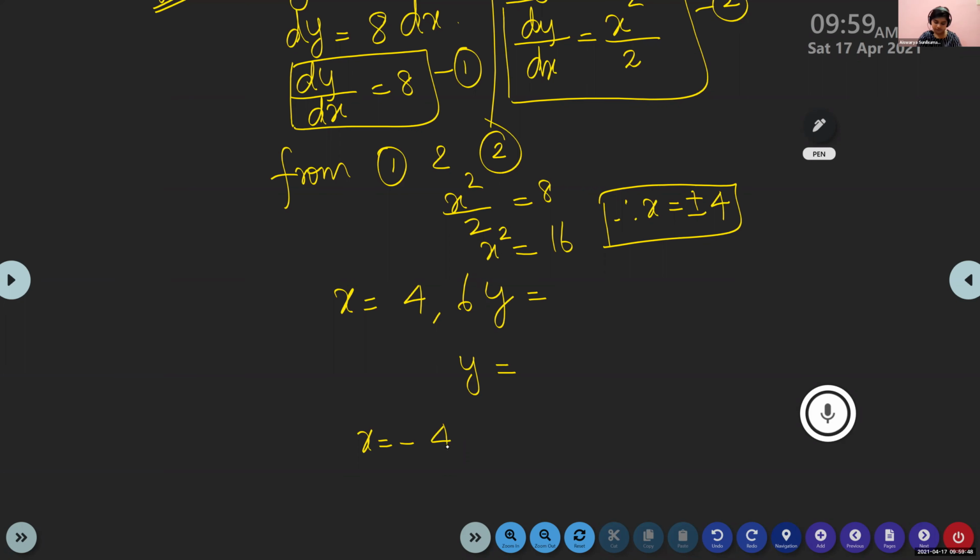Y is 34 by 3 and y is equal to negative 31 by 3. Is it correct? Others, check your answer. Negative 31 by 3 when x is minus 4. When x is 4, it is 34 by 3. Check this.